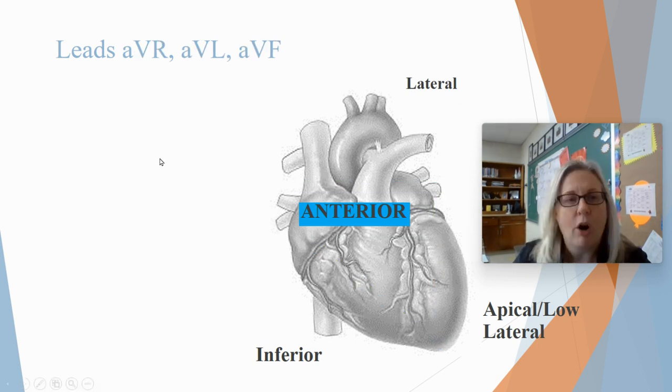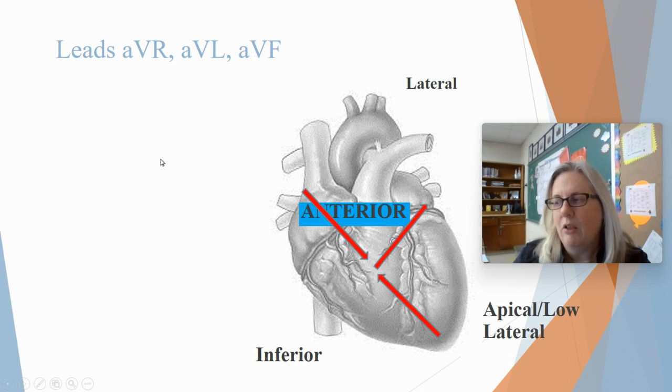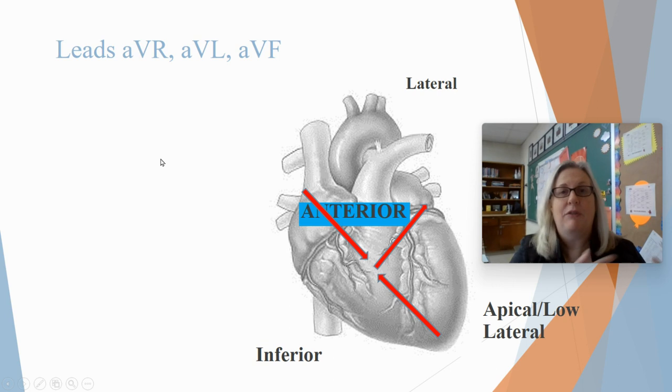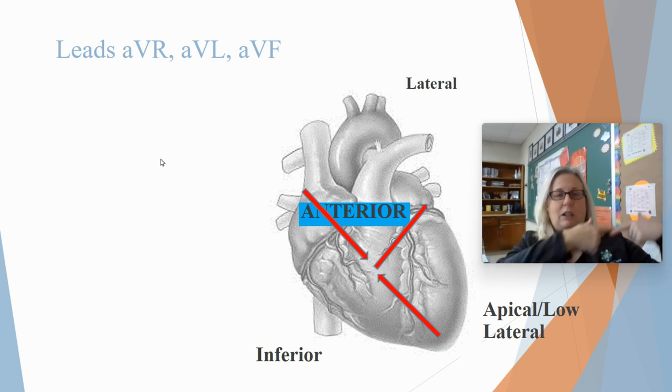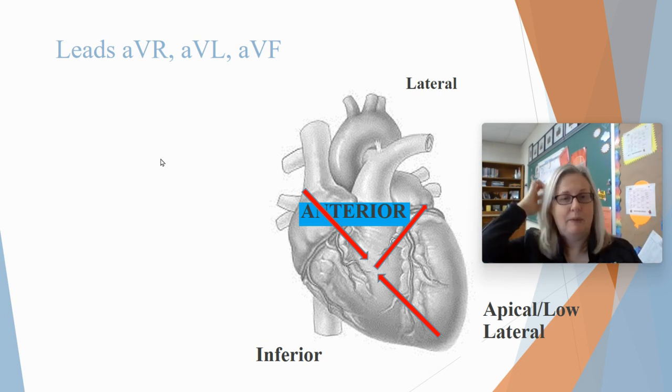So lead AVR, let's start with AVL. AVL, as we know, goes to the left arm. And since it goes to the left arm, we only have 2 other leads to work with. We have the right arm and the left leg. They meet in the middle and go to the left arm. Okay, so that's our AVL.